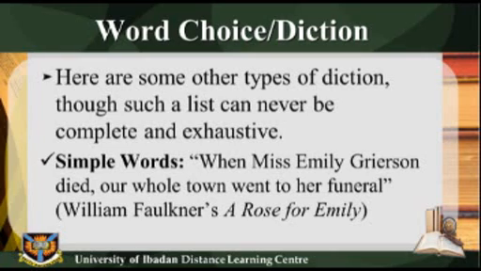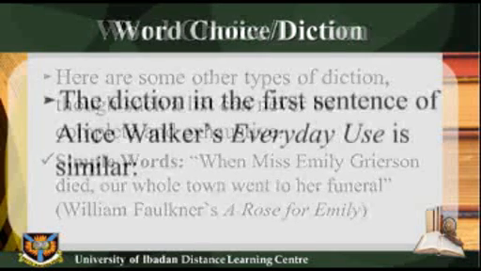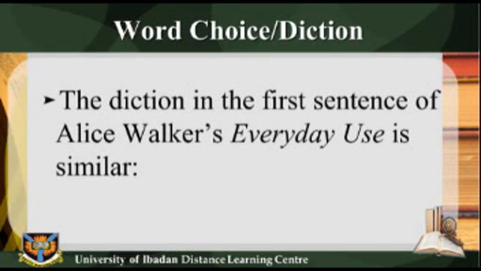Simple words. "When Miss Emily Grierson died, our whole town went to her funeral." Except for the names, all the words are everyday words, as is the language the narrator uses for objective description. "She was sick for a long time. When we saw her again, her hair was cut short, making her look like a girl." The diction in the first sentence of Alice Walker's Everyday Use is similar. "I will wait for her in the yard that Maggie and I made so clean and wavy yesterday afternoon."